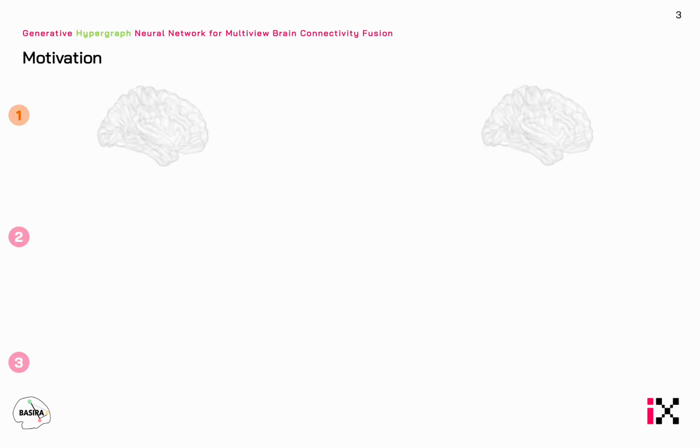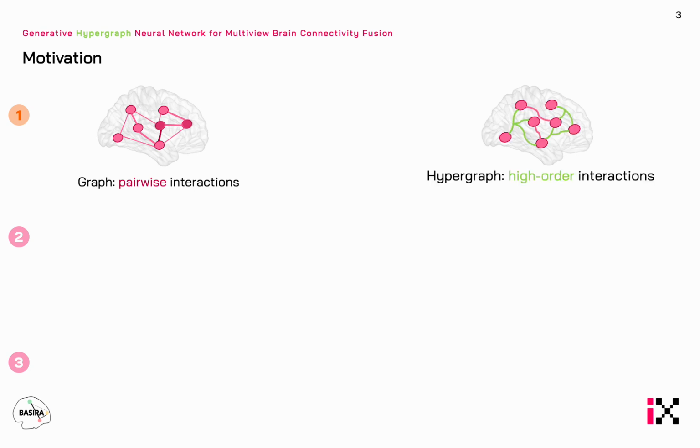Let's start by looking at this brain network represented with a graph. This representation is very simplistic as the graph is only able to model the pairwise interactions between regions. This will lead us to use the hypergraph, which is a set of hyperedges and nodes where a hyperedge can connect more than two nodes, and therefore it's more suitable to represent the brain networks.